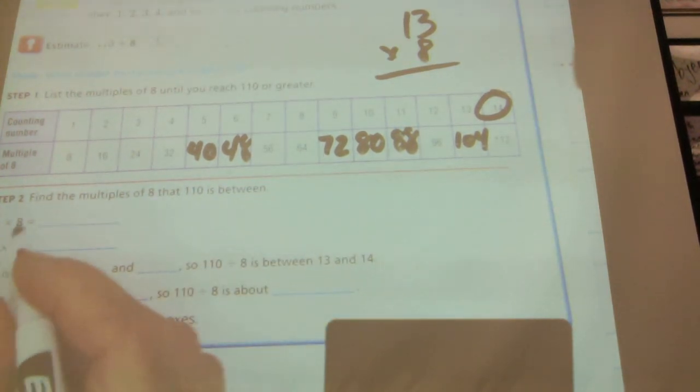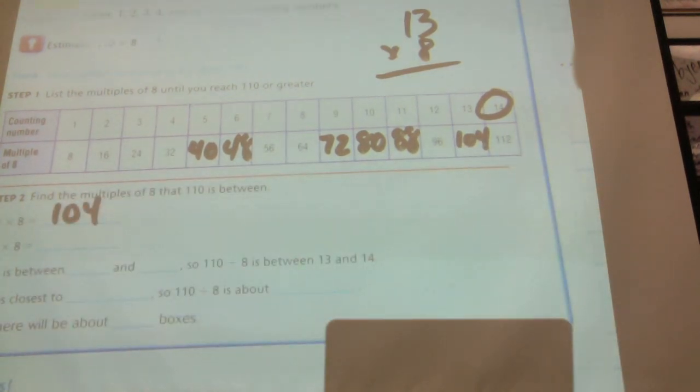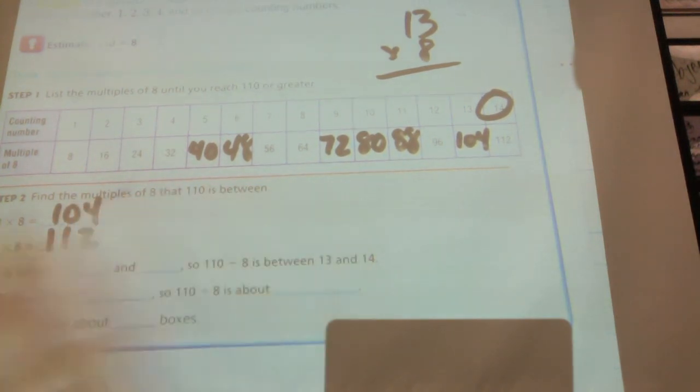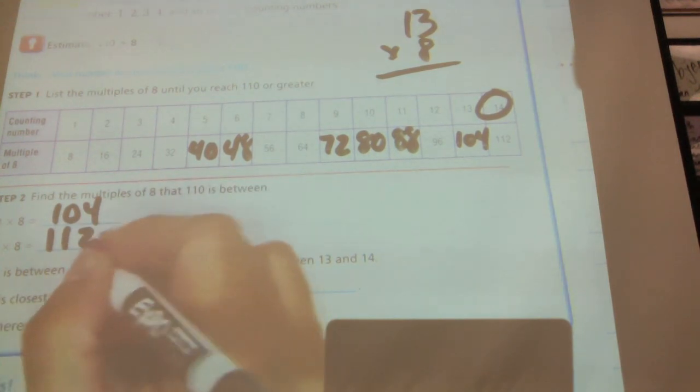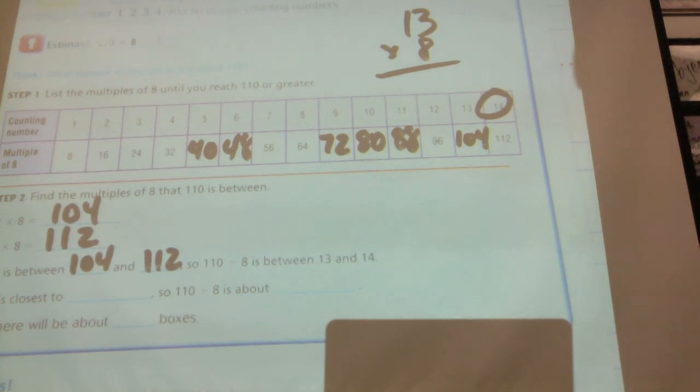Okay, let's go ahead and go through the steps. 13 times 8 equaled 104. What did 14 times 8 equal? 112. 110 is between 104 and 112. So 110 divided by 8, the answer is going to be between 13 and 14. Our answer is between 13 and 14 boxes.